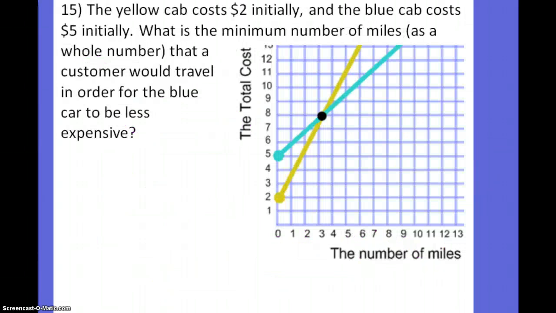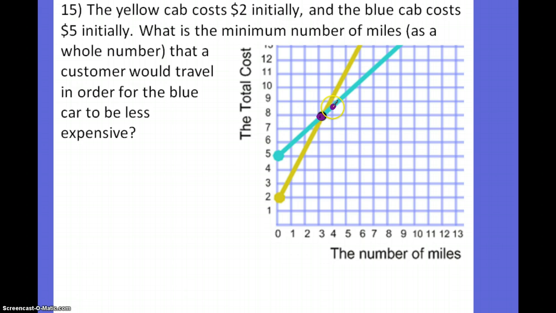The yellow cab is $2. And on this, you can actually see the colors, so you don't need to write that in. What is the minimum number of miles, as a whole number, that a customer would travel in order for the blue car to be less expensive? Notice, up until the point where they meet, or where they're equal in cost, the blue car is more expensive, until this point right here.